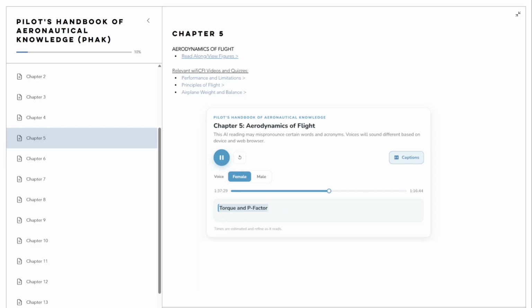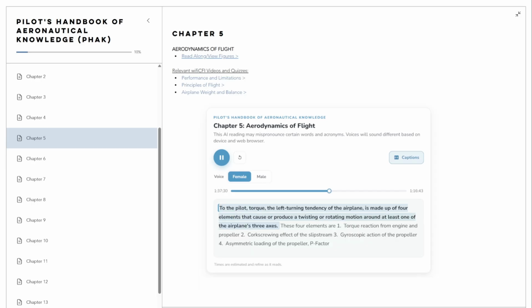Torque and P factor. To the pilot, torque, the left-turning tendency of the airplane, is made up of four elements that cause or produce a twisting or rotating motion around at least one of the airplane's three axes. These four elements are: 1. Torque reaction from engine and propeller. 2. Corkscrewing effect of the slipstream. 3. Gyroscopic action of the propeller. 4. Asymmetric loading of the propeller, P factor.